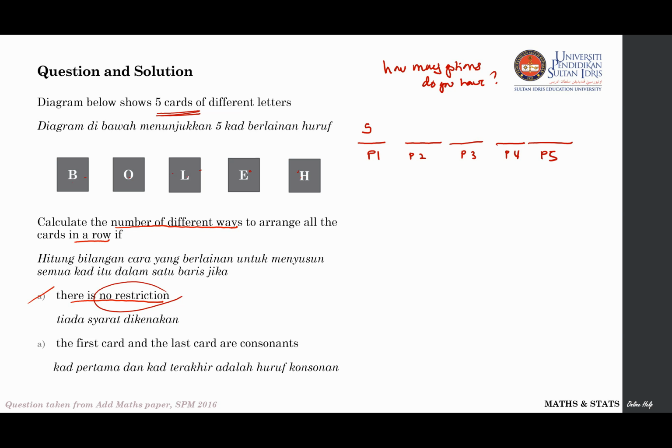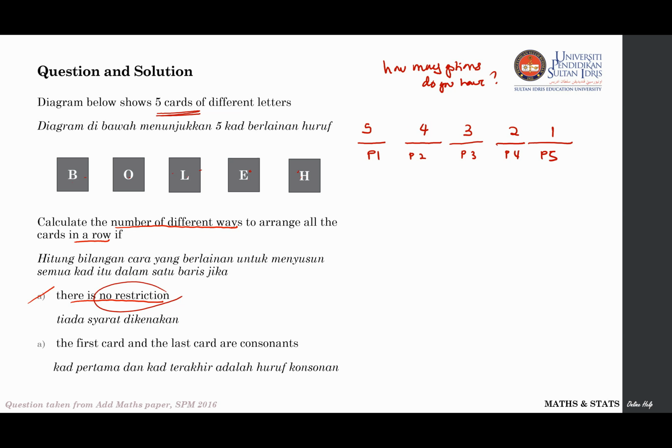Okay, dan of course bila you dah move ke tempat yang kedua, bermakna kad you tinggal 4 lagi, bukan tinggal 5. So tinggal 4. Jadi untuk isi kat sini you ada 4 pilihan. Seterusnya untuk isi di tempat yang ketiga you akan ada 3 pilihan. Tempat yang keempat akan ada 2 pilihan, dan tempat yang terakhir mestilah hanya ada 1 pilihan sahaja.